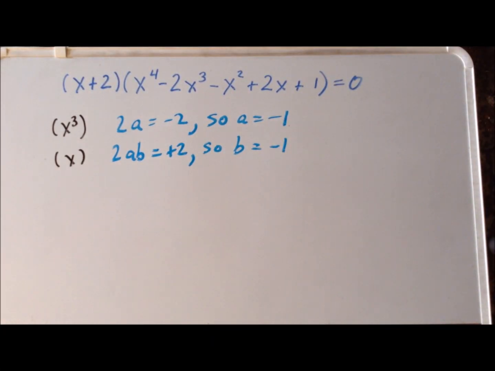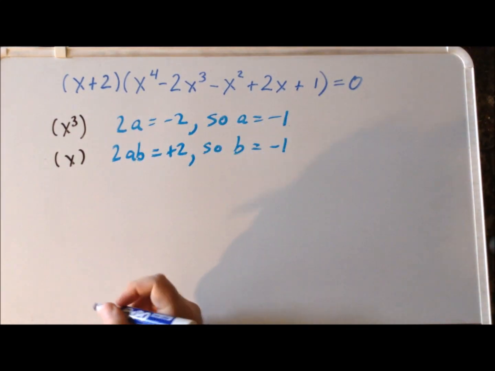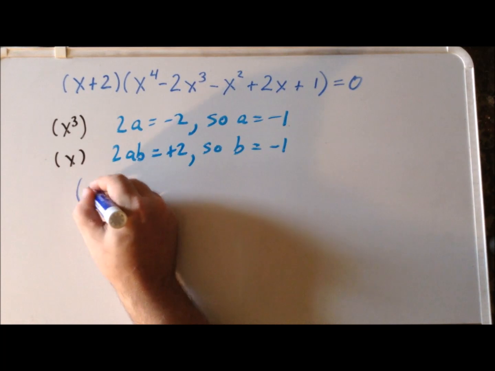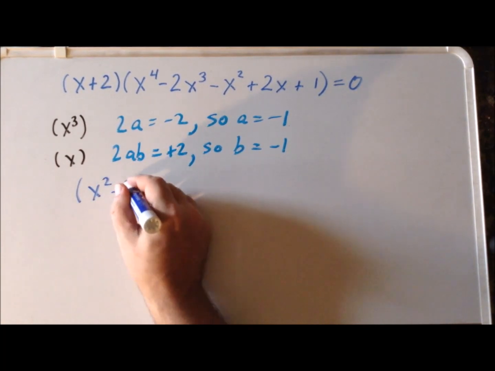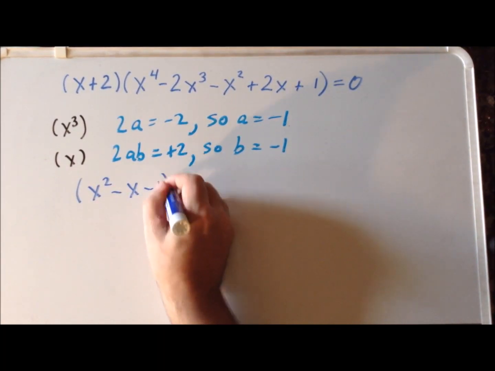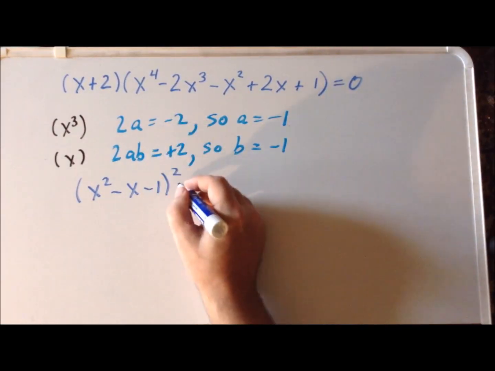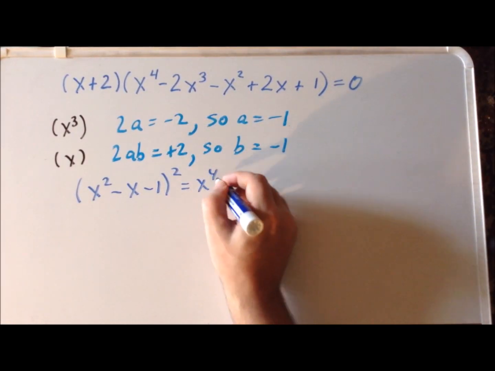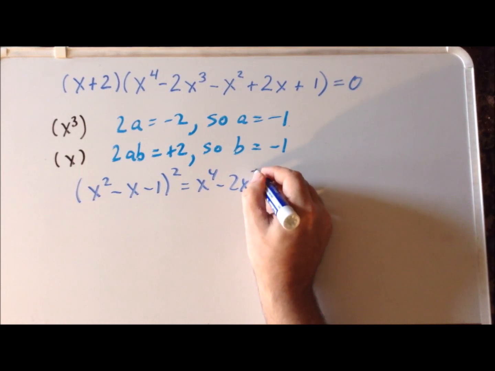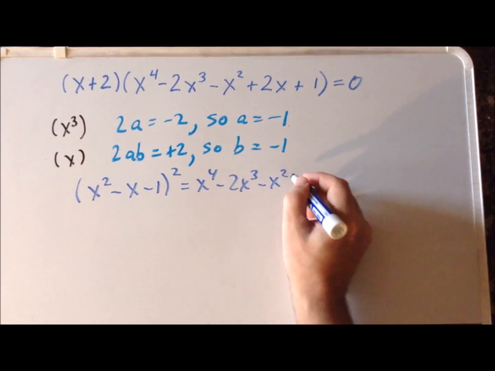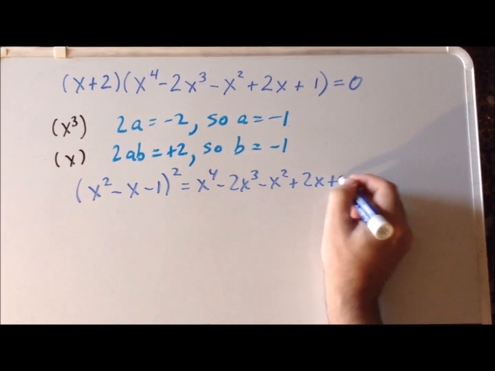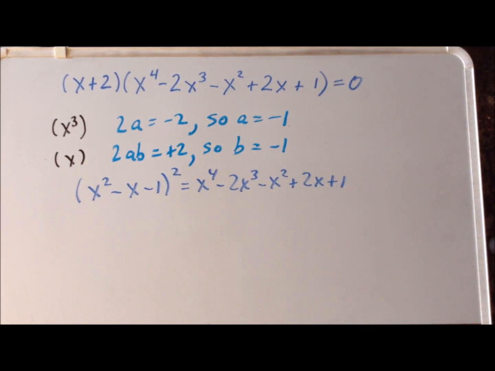So what that means is we can factor this quartic in the following way, as x squared minus x minus 1, squared. And that's equal to, let's write up here to be explicit, x to the fourth minus 2x cubed minus x squared plus 2x plus 1. What it means is that we were able to factor this quartic now as two quadratic equations.